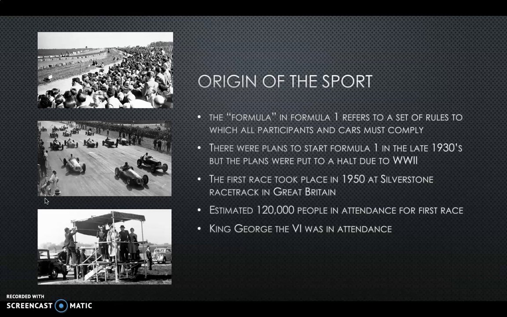The formula in Formula One refers to a set of rules to which all participants and cars must comply. There were plans to start Formula One in the late 1930s, but thanks to World War II, those plans were put to a stop. The first race took place in 1950 at Silverstone Racetrack in Great Britain. There was an estimated 120,000 people that attended the race, and King George VI was also in attendance.